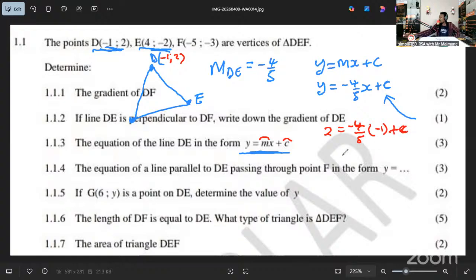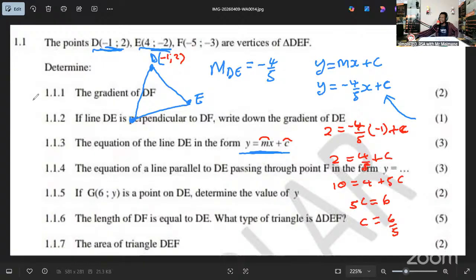Now that part is your knowledge of your maths, but you would have 2 is equals to, when you multiply the negative, you would end up having positive 4 over 5 plus c. Depending on how you choose to solve that, if you choose to multiply by 5 throughout, you would get that 10 is equals to 4 plus 5c. Therefore, take the 4 to the other side. 5c will be equals to 10 minus 4, 6. Therefore, c is going to be equals to 6 over 5.